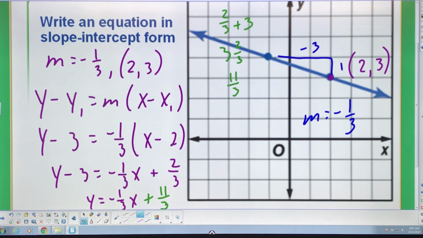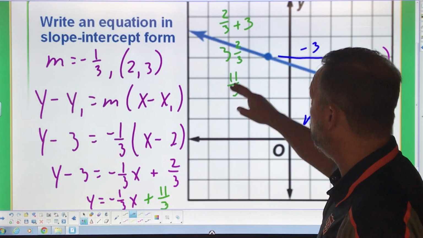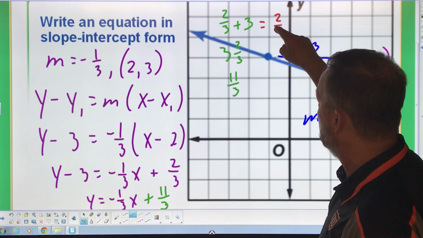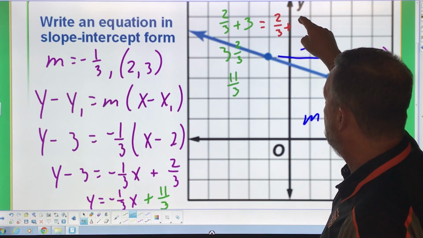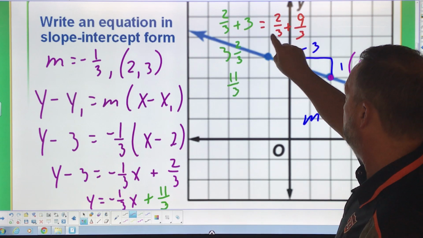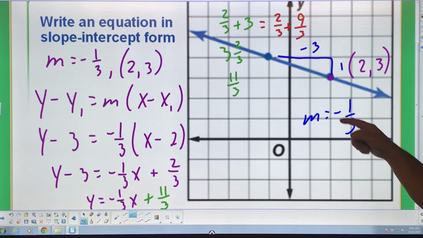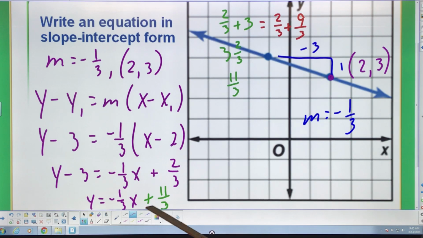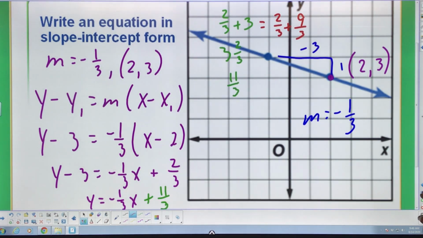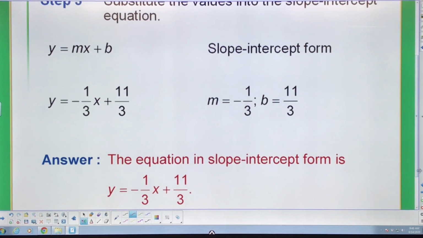It's 11/3. Another way to have done that might have been to call this 3 9/3. It is 9/3, isn't it? Think about it. And that's 11/3. Could you have left it as a mixed number? Yes, but in algebra we don't mind those fractions. We don't even mind those improper fractions. We don't mind them at all. And that's the answer they got.